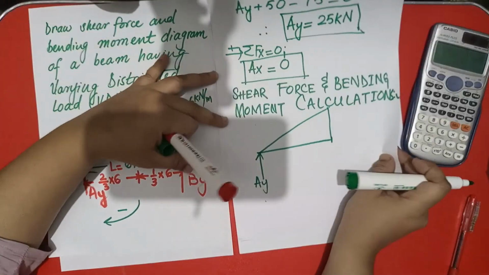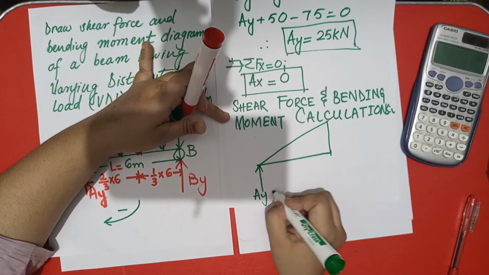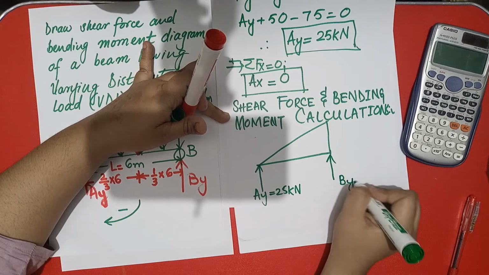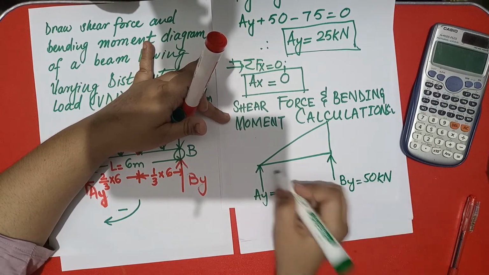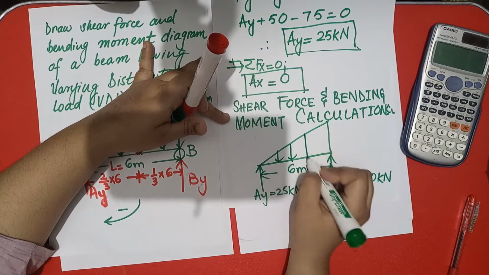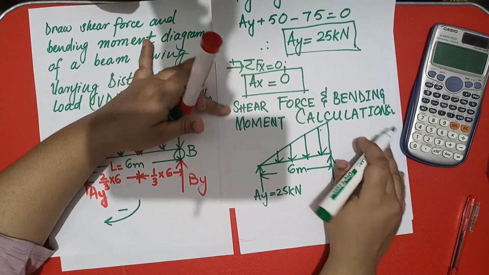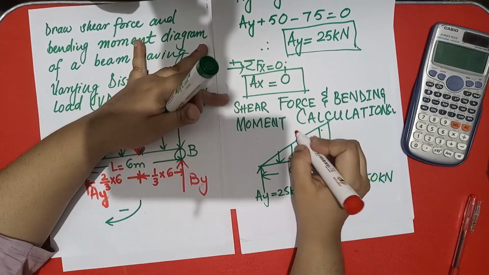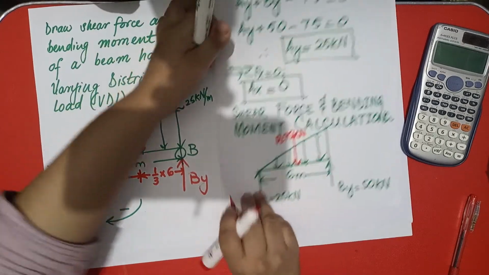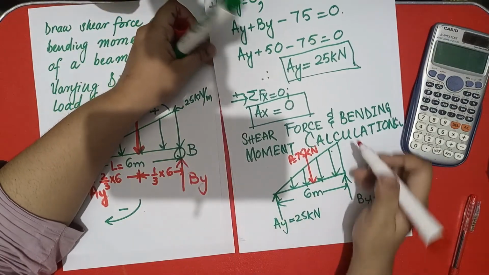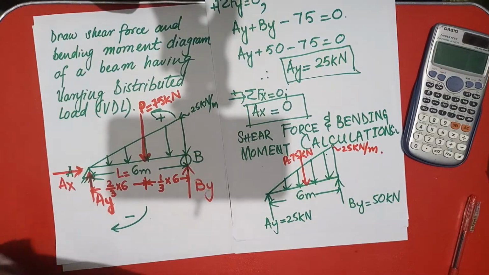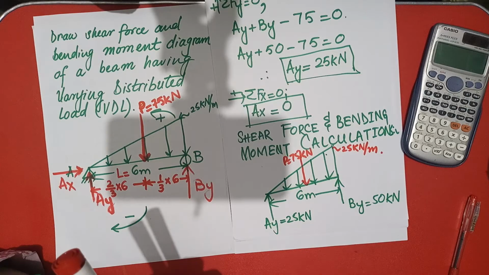The value of Ay is 25 kilonewton, and the value of By, I got it as 50 kilonewton, and you know very well the length is 6 meter. And this is our condition, and I should write down that P is 75 kilonewton. We have calculated. And here you can take it as 25 kilonewton per meter, it was given.